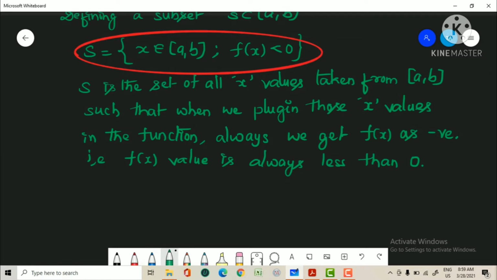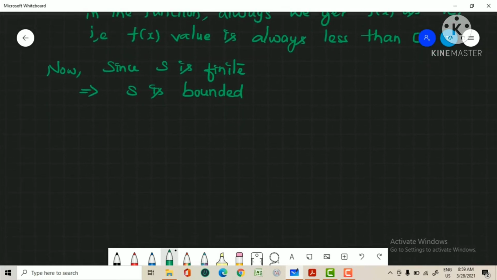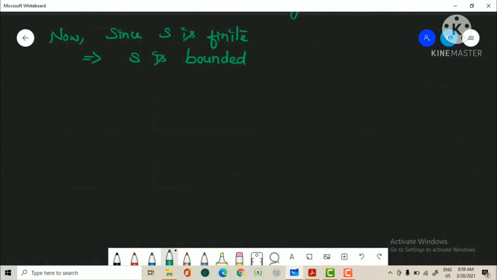Okay, now since S is finite, this implies S is bounded. That means there is a boundary. Since f is finite, S is bounded. Now we know that bounded means it has got supremum as well as infimum.